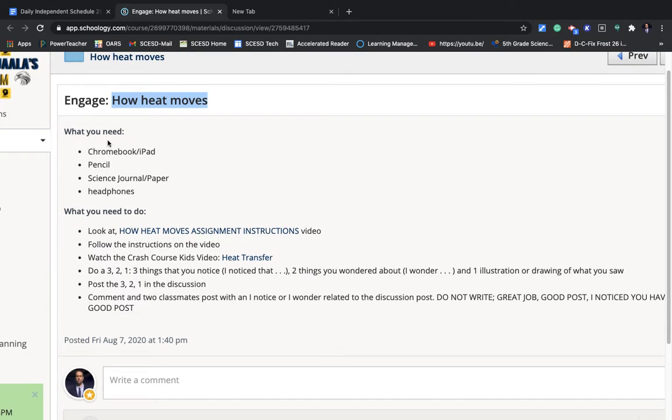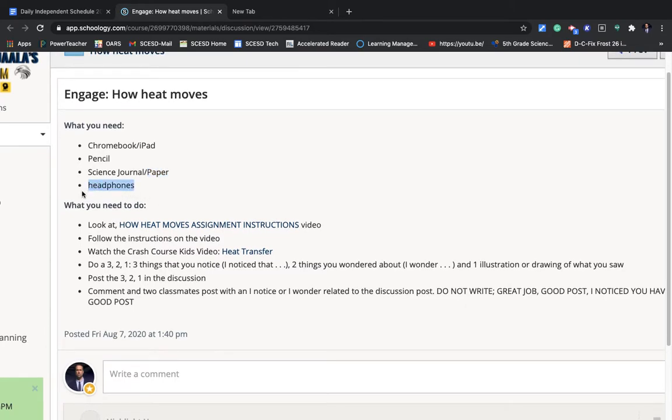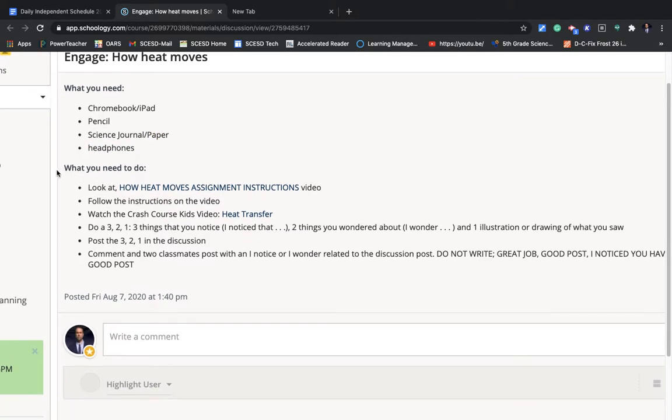So what you need: your Chromebook, your iPad, pencil, science journal, which you should have. You should have a section in your binder, you should have a notebook, or if you don't have those things, you can just have paper, that's fine. Headphones are always great. What you need to do, this is what you are doing. First, you need to look at this instructional video, what you're doing right now. Perfect. Then you need to follow the instructions on the video. I'm giving you those right now.